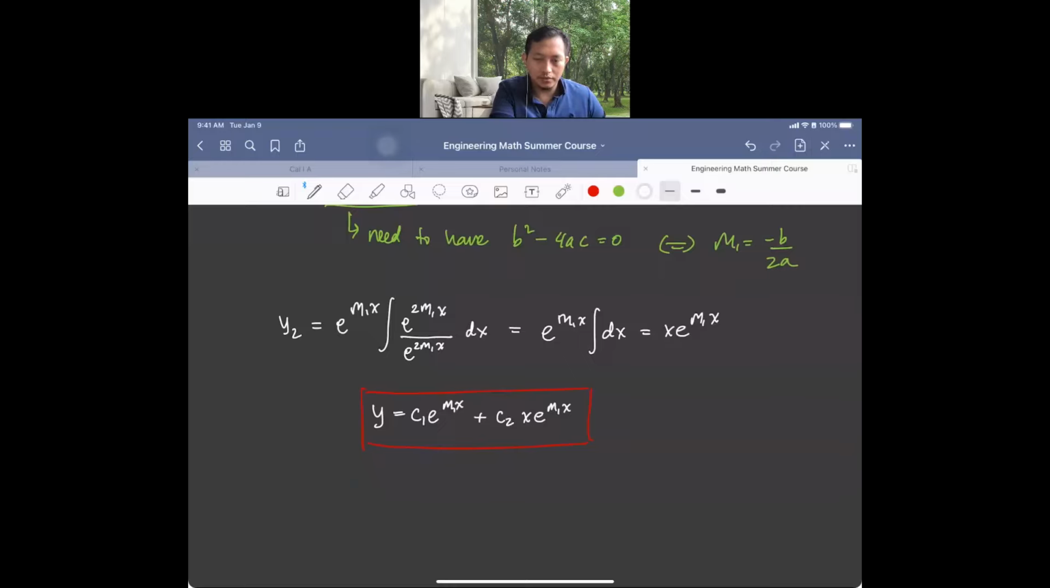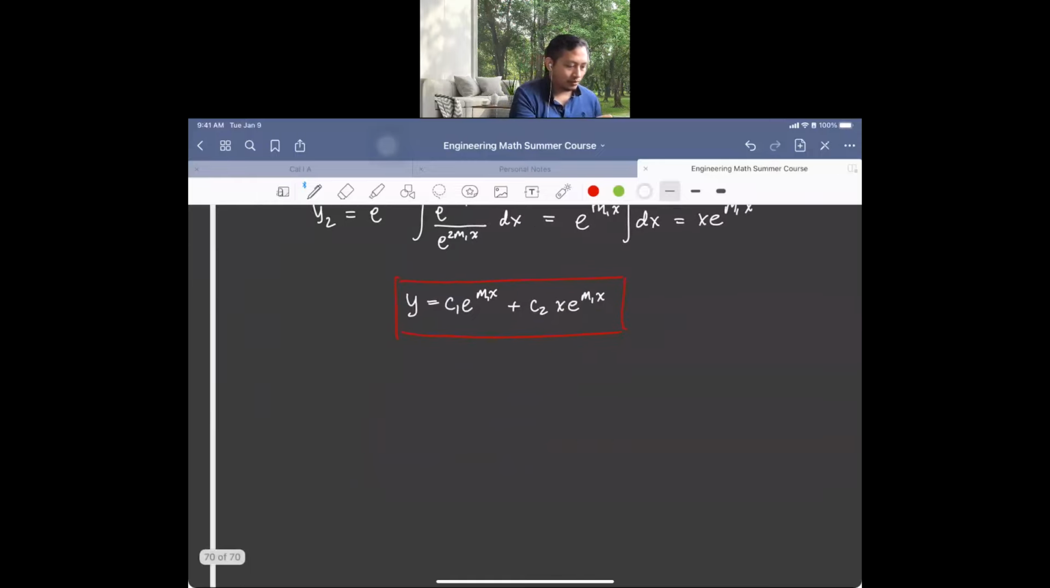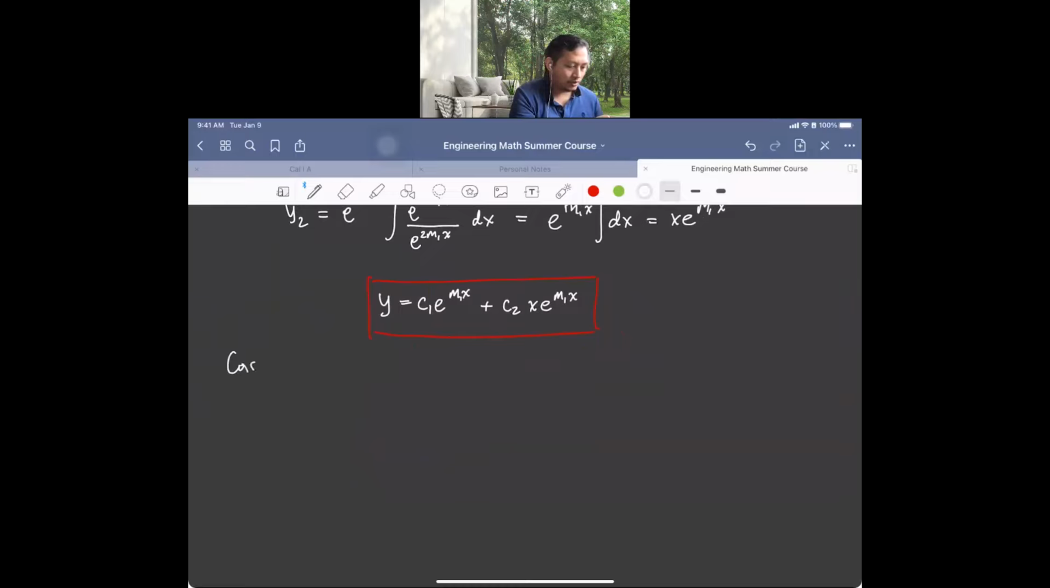Now the complex one has a little bit more complexity. Okay, so let me try to explain it to you. So case 3 has a conjugate complex.